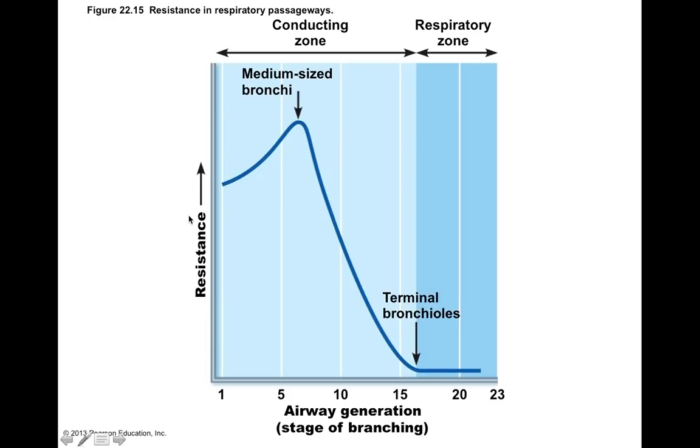So what we find here, guys, is initially resistance of the airway increases up until your medium-sized bronchi. In fact, the medium-sized bronchi have the highest resistance. So if you really wanted to affect airflow, what this means is that you'd want to regulate the diameter of medium-sized bronchi, right? Because if they have the most resistance, they have the biggest influence on whether or not air is going to flow beyond that point, right?